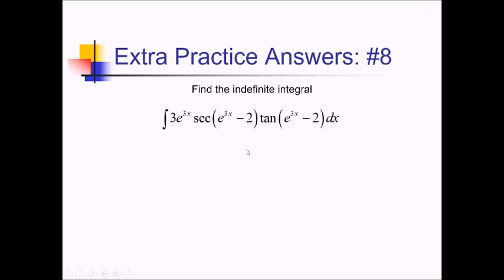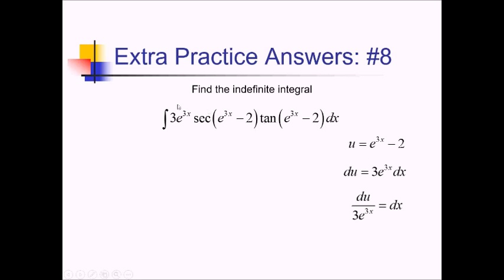On this problem, I notice that I have an inner function, e to the 3x minus 2, whose derivative is elsewhere in the problem. So let's go ahead and use some u substitution on this. Let's let u equal e to the 3x minus 2. And then that means du, the derivative of all this, is going to be 3e to the 3x dx. And then we can say du over 3e to the 3x equals dx.